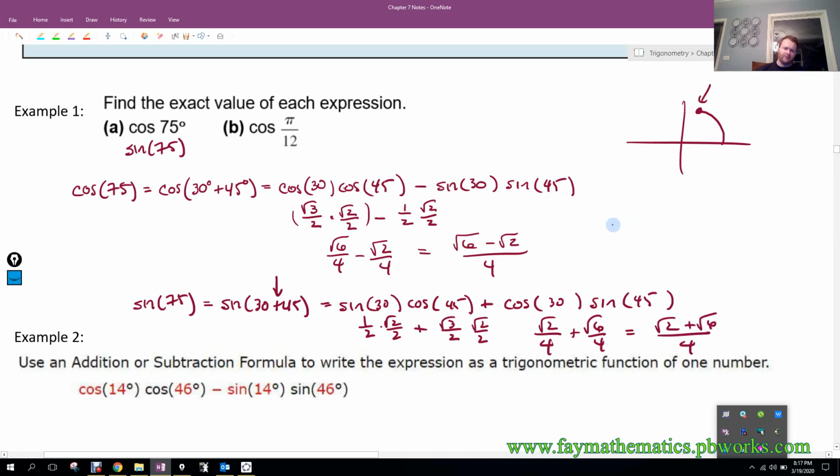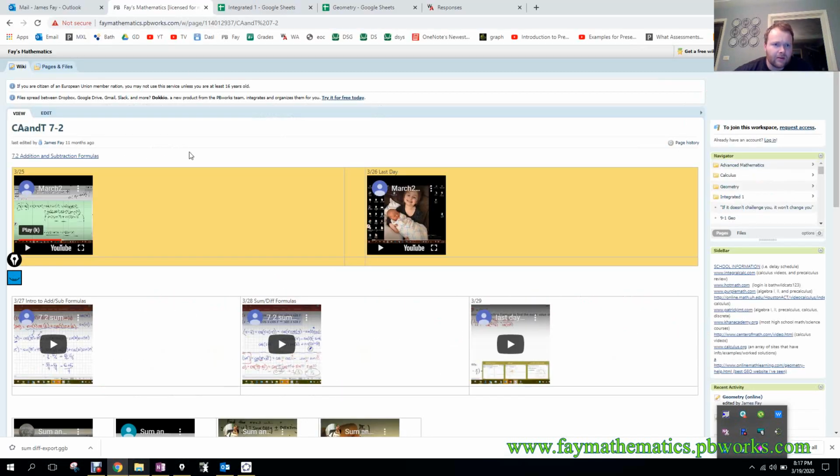So 75 degrees. Let's just say the angle measurement theta equaling 75 degrees has the ordered pair of x being radical 6 minus radical 2 over 4, and the y would be radical 2 plus radical 6 over 4. And we should be able to justify that using Desmos. So let's get that up.